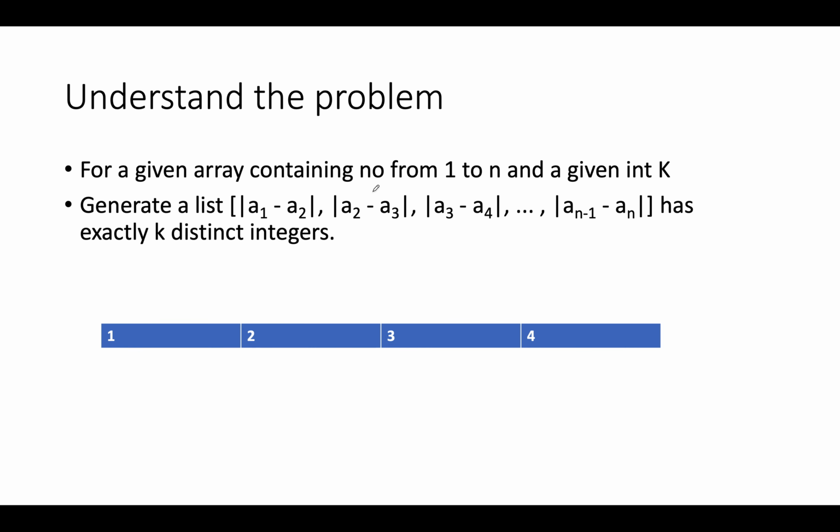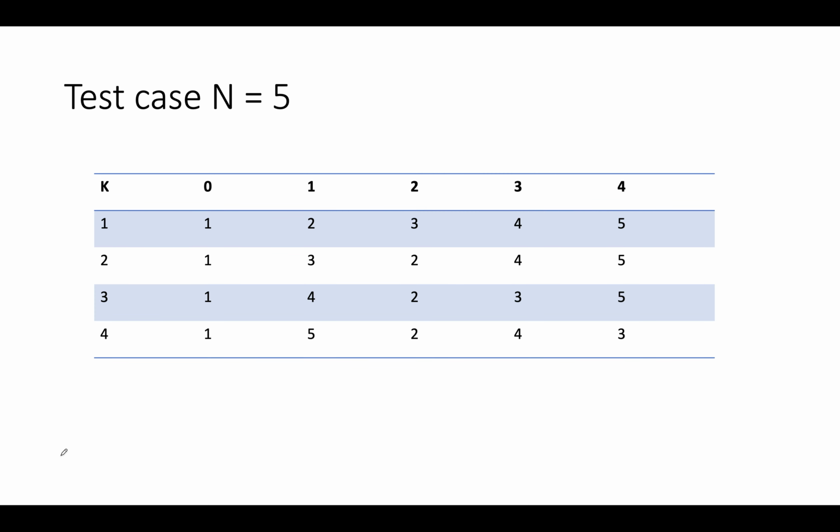We are given an array consisting of numbers from 1 till n and a given integer k. We need to generate a list such that the difference between the consecutive elements has exactly k distinct integers. So let's understand the question by some test cases. I tried building multiple test cases for the case n equals 5, and these are the results that I got from the question, and I analyzed those results and developed my algorithm through it.